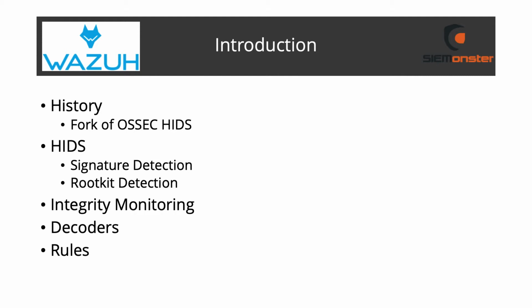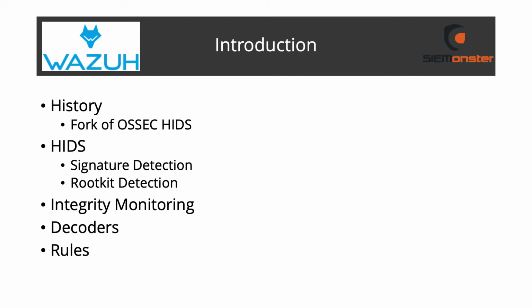The HIDS portion of the solution works with signature detection and rootkit detection. Integrity monitoring has default items internal to the solution, such as, in the case of Windows, the Windows folder, the System32 folder, etc., as well as certain registry keys that are being monitored. These can all be adjusted for the specific needs of an organization and can be customized completely to whatever needs you have. The entire system functions with decoders and rules.